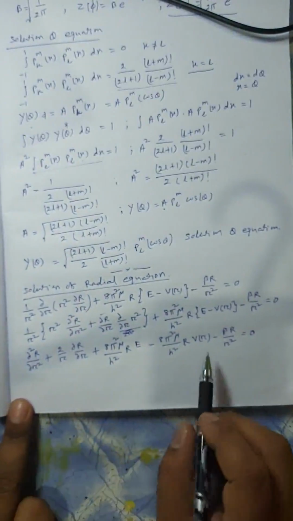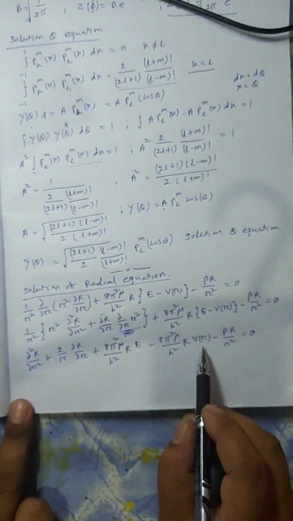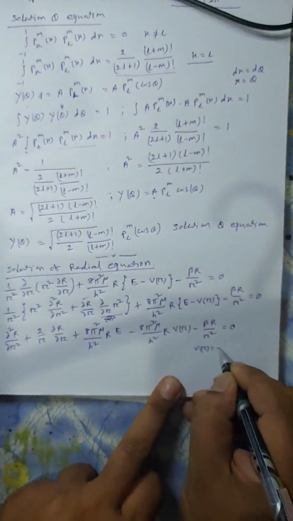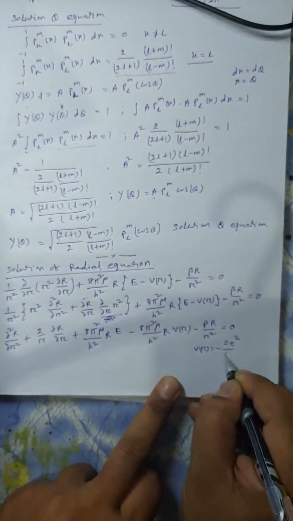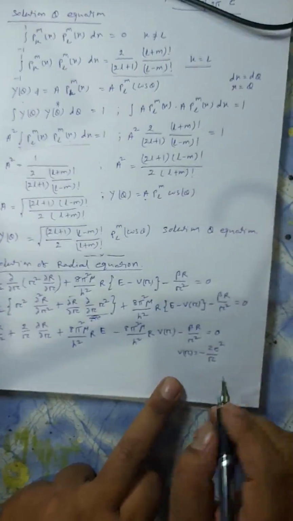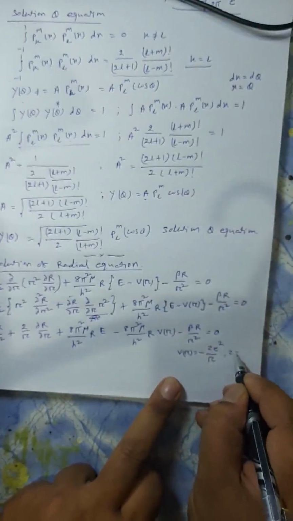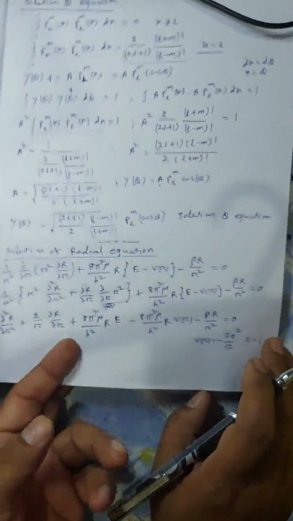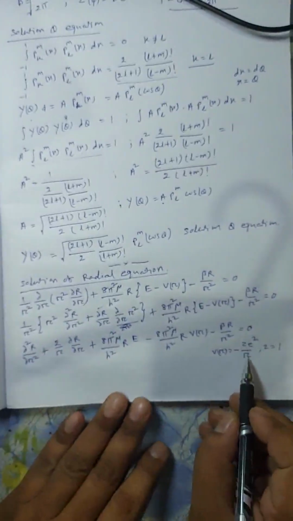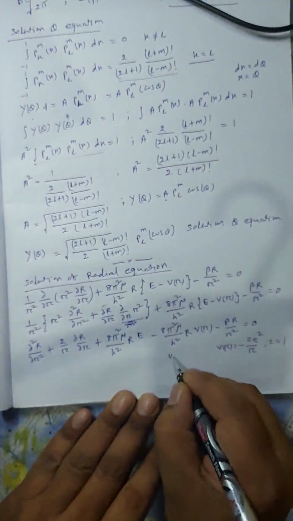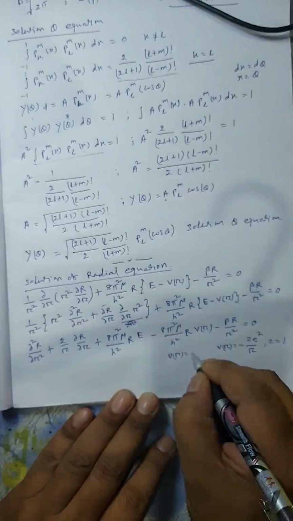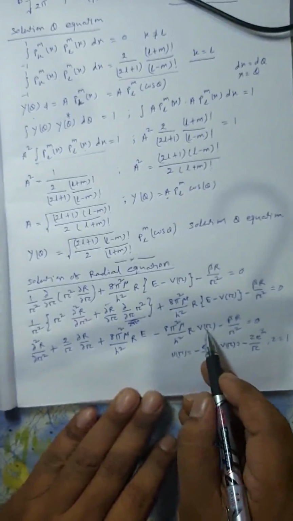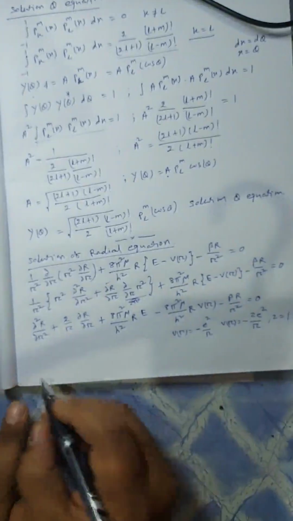Then V(r) we know is equal to minus Z square by r. Here Z is the atomic number, 1, because we take the hydrogen atom. So V(r) is equal to minus e square by r. We substitute this value here.